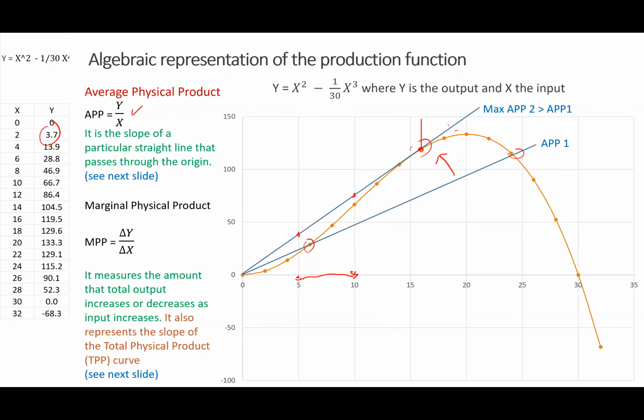Now, the inflection point is important. As I showed earlier, output increases at an increasing rate. That means that for a given quantity of input added, output increases even more than what was added. And so, let's see.